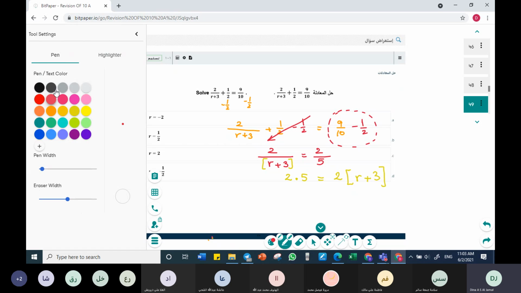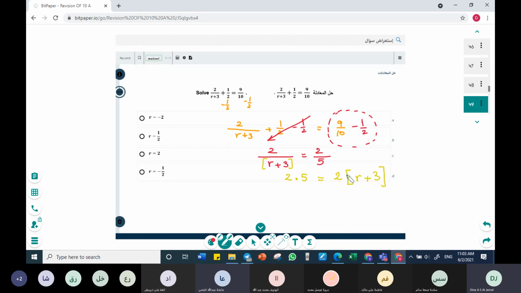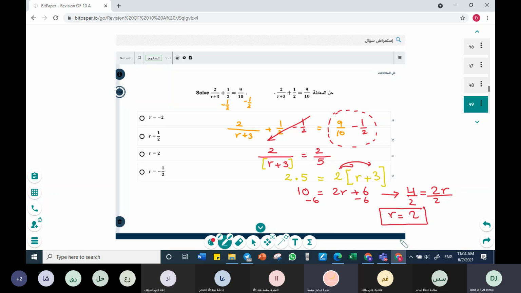Now, how can you solve this? 10 is equal to... We will use the distributive property. Great. 2r, then 6. Minus 6, minus 6. Good. We will have 4 equal to 2r. We will divide by 2. Divide by 2. R is equal to 2. Done. Which choice is this? The third one. Now, how can I check if I would like to check?